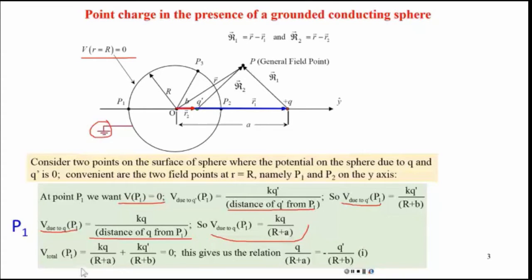Add the two together, so we do that right here, and then we say p1 has to be at 0, so that potential is 0. So we set this equal to 0. Putting this in a different form, we have equation number 1, which we will need to get the b and the q prime.